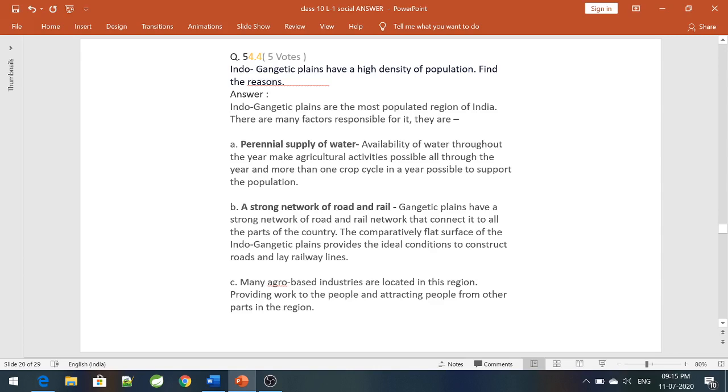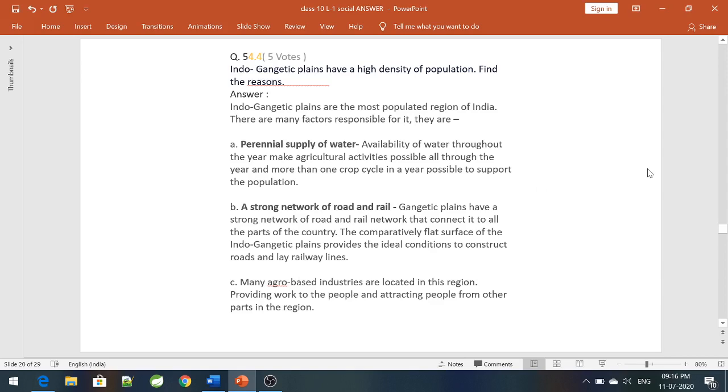This is the next question. The Indo-Gangetic plain has a high density of population. Find the reason. Because of the wide availability of water, fertile soil, rain, roads and railroads, everything here, we have good living factors. For that purpose, we find a large density of population in these plains. That is all about that.